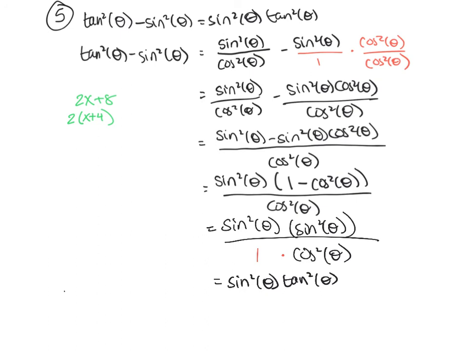So remember, final conclusion statement where we get to brag that we know and have proved that tangent squared theta minus sine squared theta is equal to sine squared theta times tangent squared theta. Woo! Did it in under 20 minutes. I'm very proud of myself.